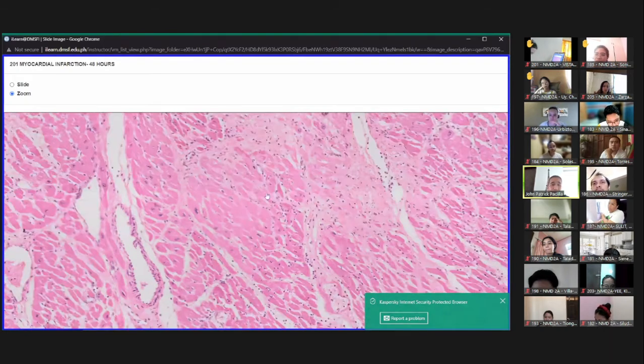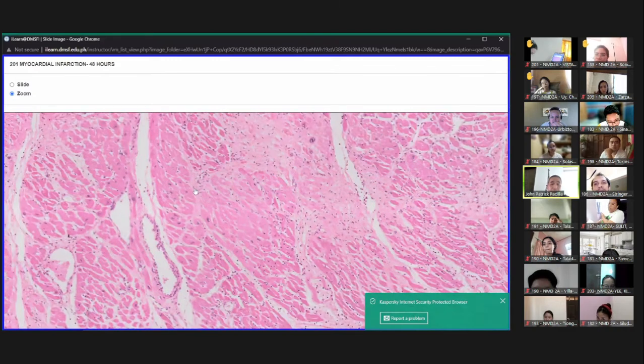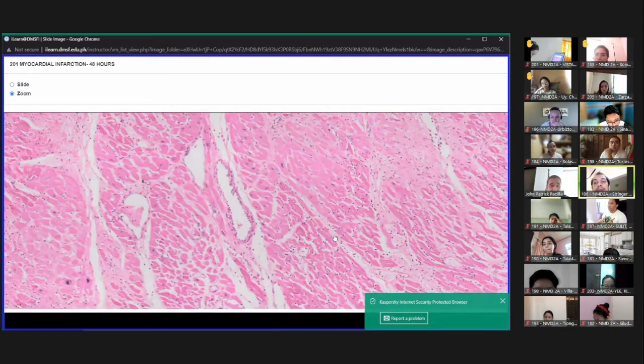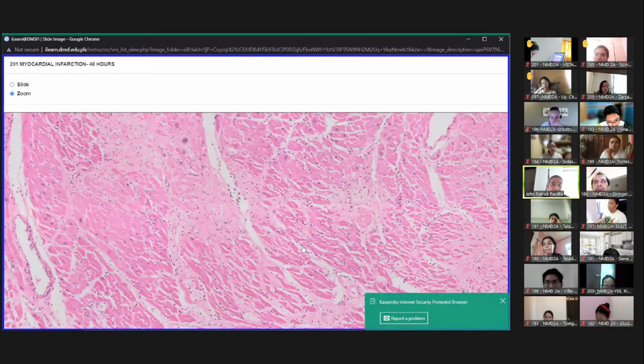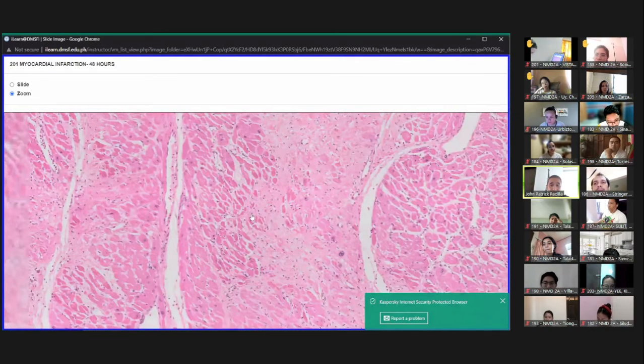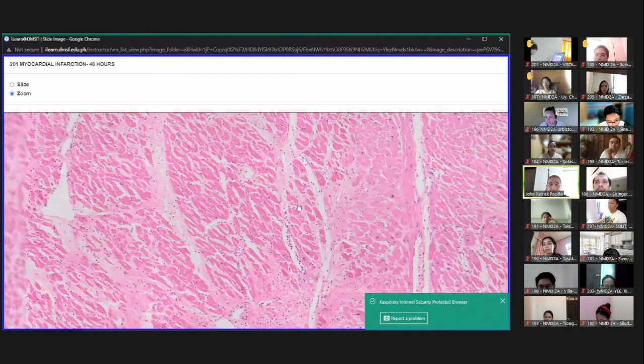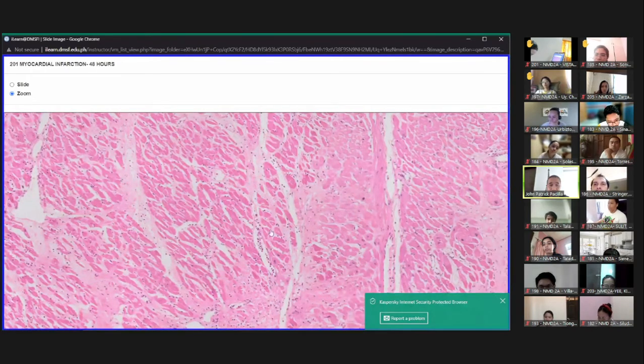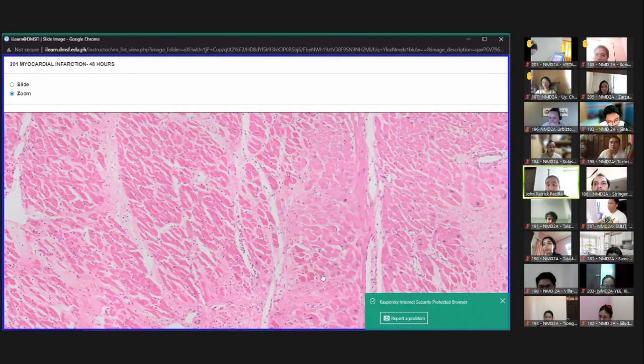So this is a very good slide because you would be able to identify which of the areas are affected by the infarction. So always try out in this particular area. You look at the difference. This one is the normal.